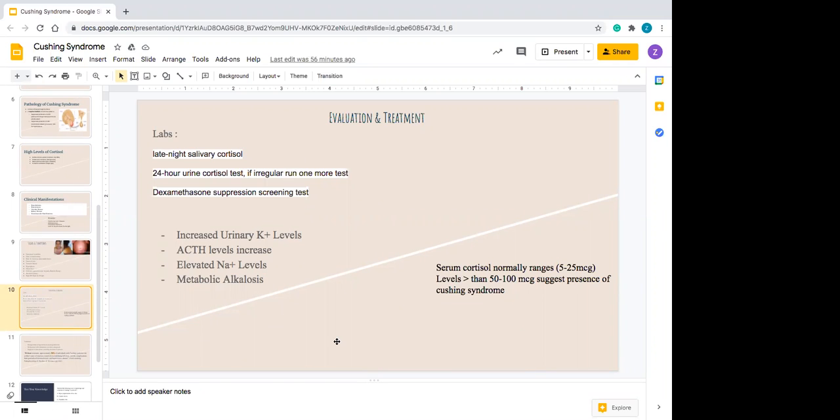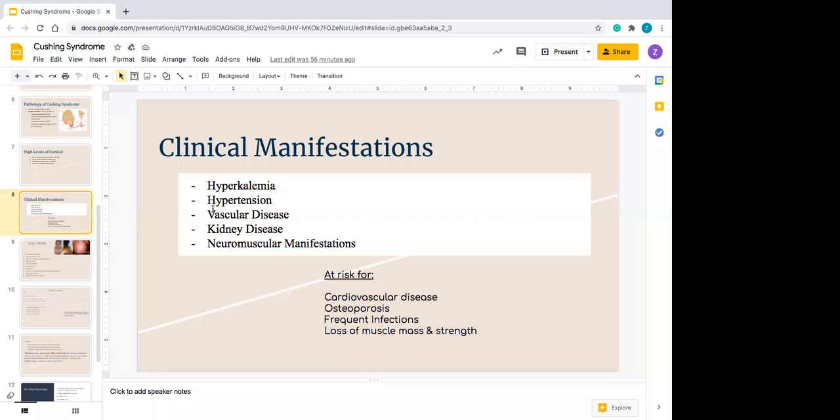Can I just interject, Janae? You mentioned in one of the previous slides that the patient with Cushing syndrome, under the clinical manifestations of Cushing, it said hyperkalemia. So I'm not sure that's right. You got it from the book? Yeah, I did. It should be hypernatremia, right?